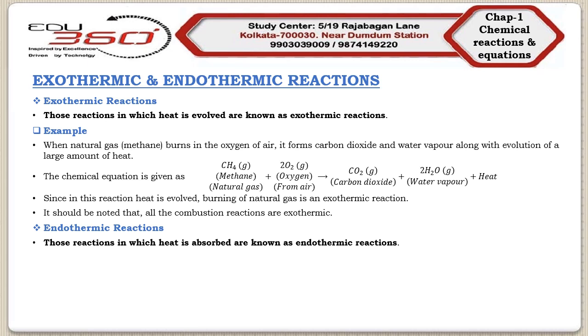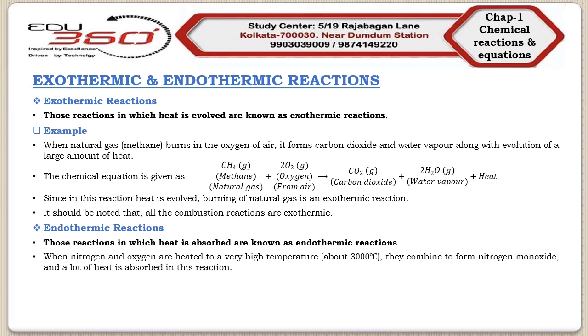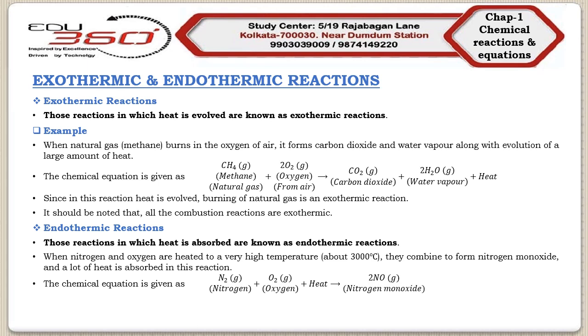Now let us consider one example of endothermic reaction. If we heat nitrogen and oxygen to a very high temperature of about 3000 degrees centigrade, they will combine, and as a result we will get nitrogen monoxide, and during this reaction a lot of heat will be absorbed. The chemical equation of this reaction is given as N2 + O2 + heat → 2NO.